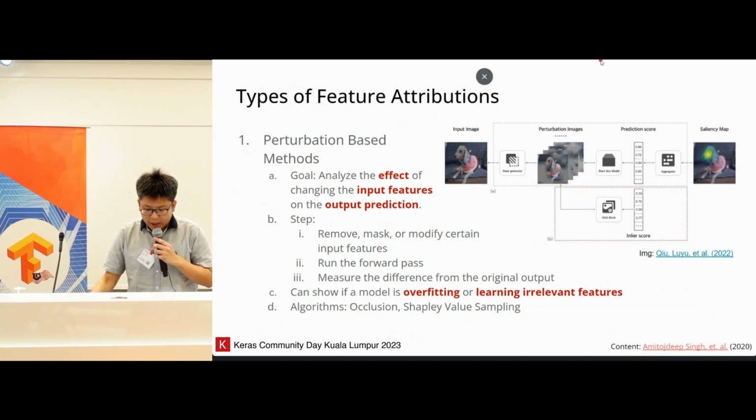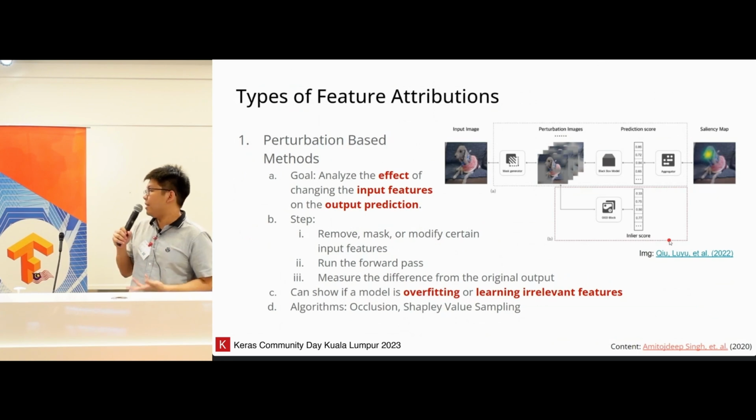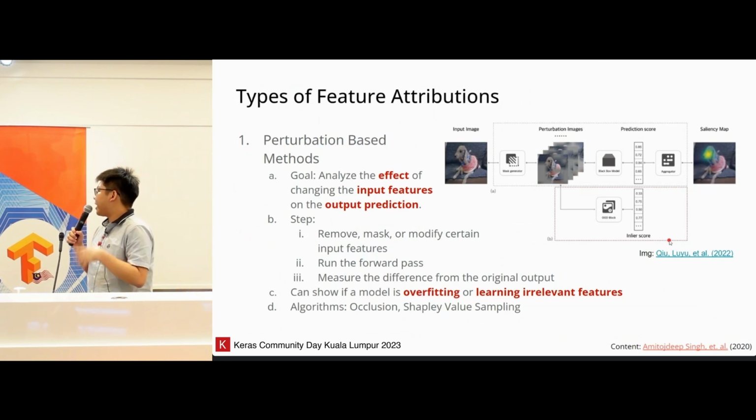What is so good about this category of algorithm is that it can show if the model is overfitted or is learning irrelevant features. Example algorithms include Shapley value sampling.